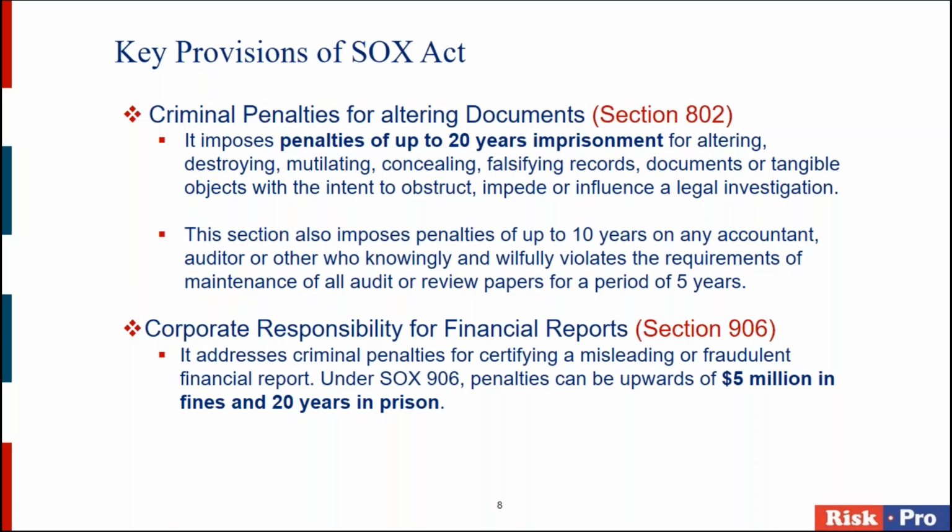What is the other important section? One of the most important sections is 906. It addresses criminal penalties for certifying a misleading or fraudulent financial report. Under this section, penalties can be up to 5 million in fines and up to 20 years in prison.